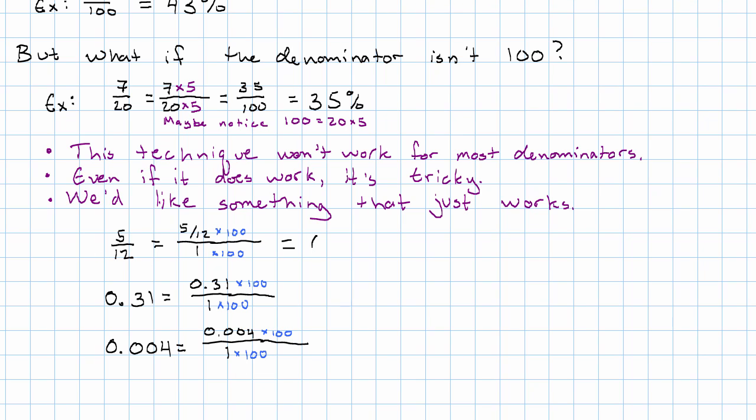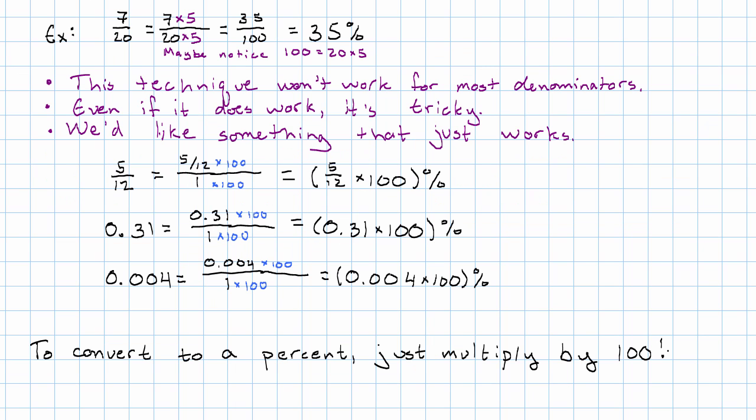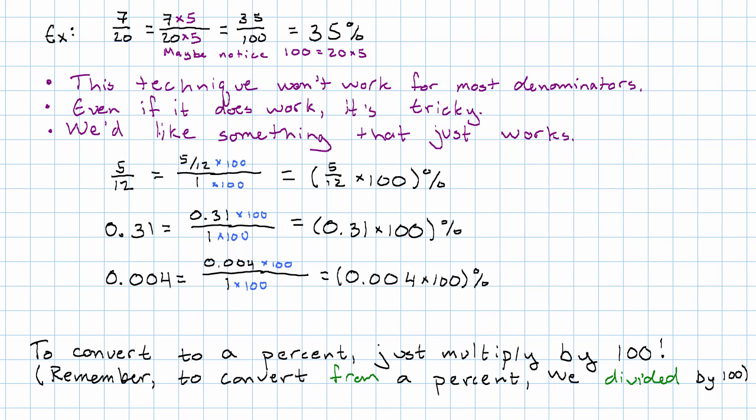So 5/12ths is 5/12ths times 100. 0.31 is 0.31 times 100%. 0.004 is 0.004 times 100%. To convert to a percent, we just multiply by 100. And that makes perfect sense. Remember that to convert from a percent, we divide it by 100. Those processes are just opposites of each other.